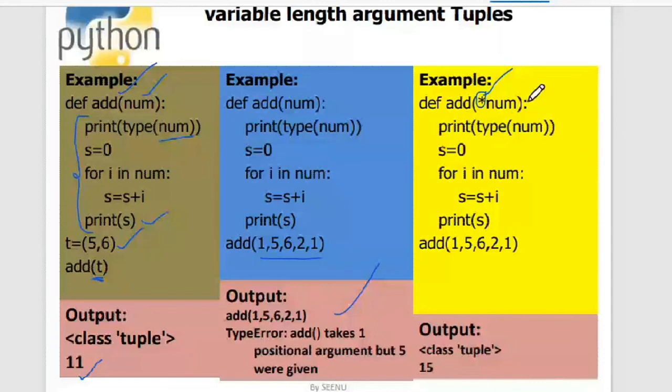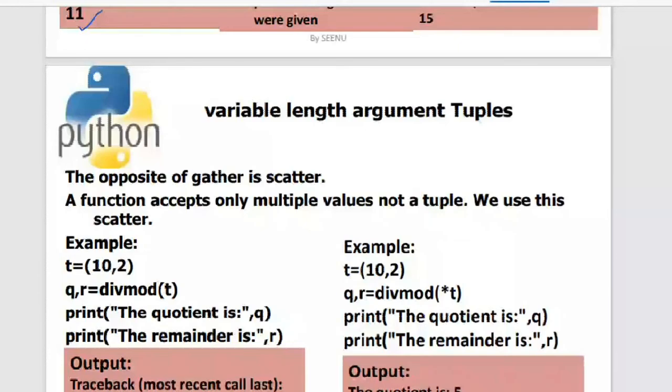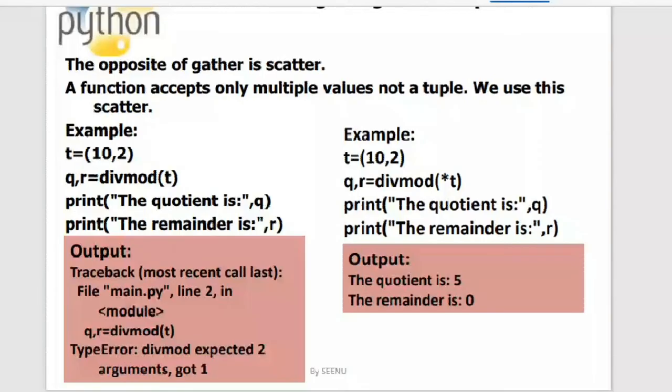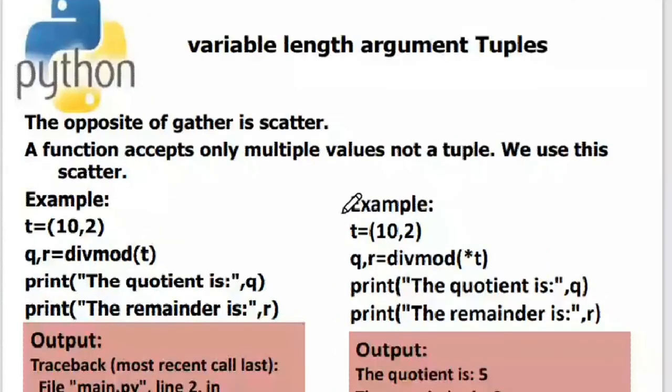The opposite of gather is scatter. Whenever you give a star to a method, it means gather only. But here the method that we have given is divmod, which is a built-in method with its own description. The divmod method takes only two arguments. These can be integers or floats, but cannot be a tuple. The function accepts only multiple values, not a tuple.